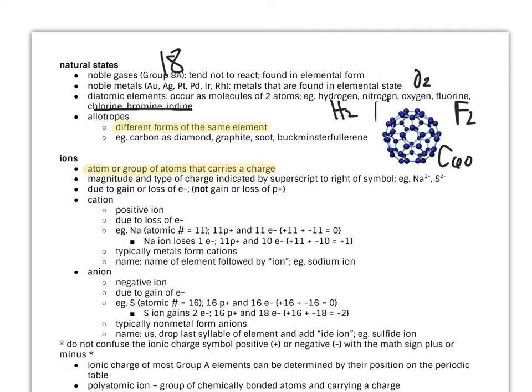And so remember, we have charged particles. We have protons, which are positively charged, and we have electrons, which are negatively charged. So the reason they get a charge is because they either gain or lose an electron. That is super important, so we're going to underline it. Due to gain or loss of electron. Not the opposite, not the gain or loss of a proton.